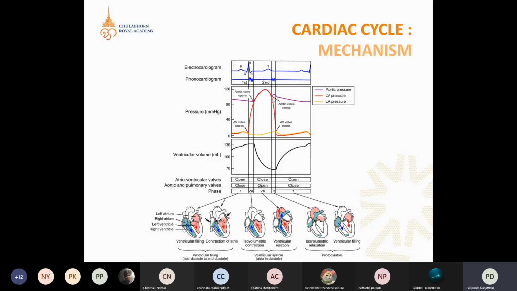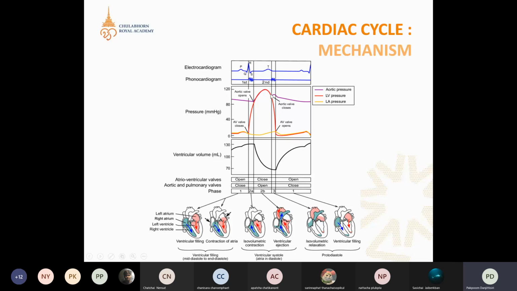That means all valves are closed again, and the pressure in the ventricle will try to reduce the pressure inside the chamber because it needs to prepare itself to get the blood from the atrium again, to make the pressure in the ventricle lesser than the atrium in order to get the blood from the atrium by the pressure gradient.